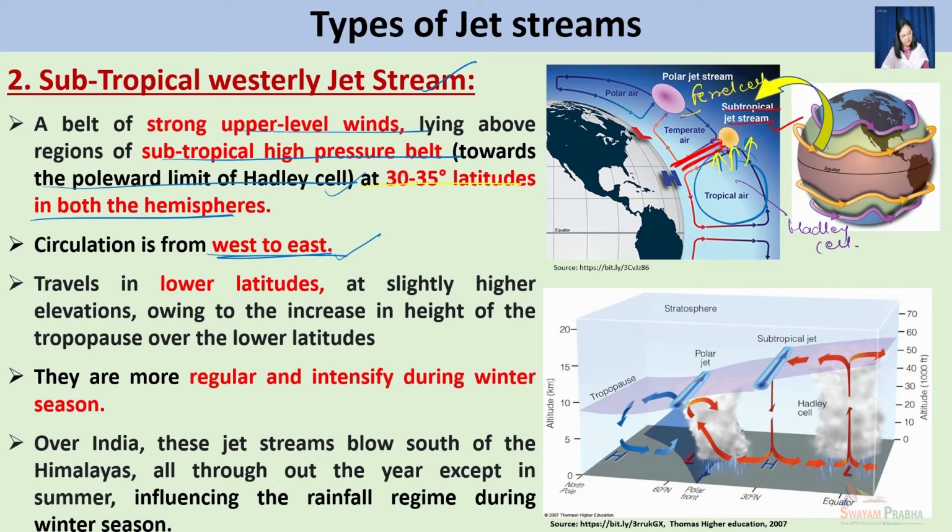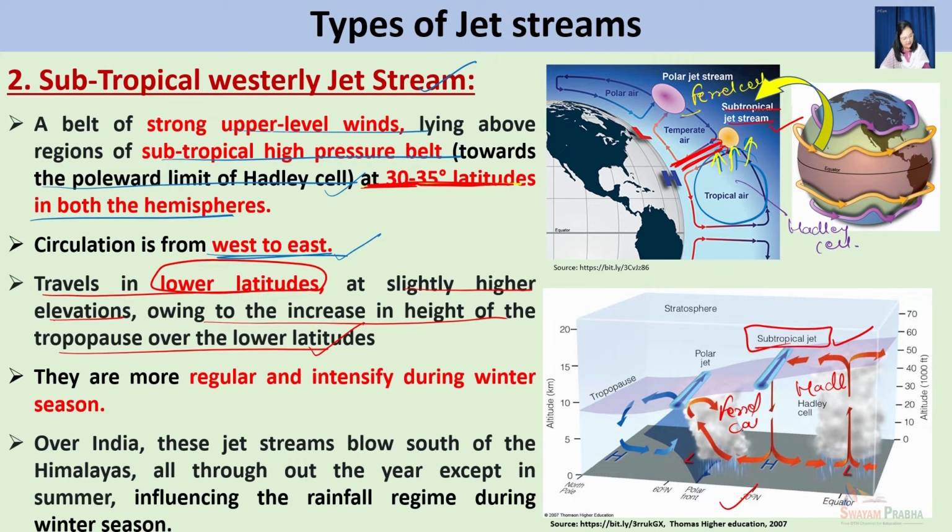However, since they are formed between the Ferrel cell and Hadley cell, they are located in the lower latitudes, extending between 30 to 35 degree latitudes. However, they are located at slightly higher elevation, primarily owing to the increase in height of the tropopause at the lower latitudes due to more convection, due to more heating in the lower latitudes.